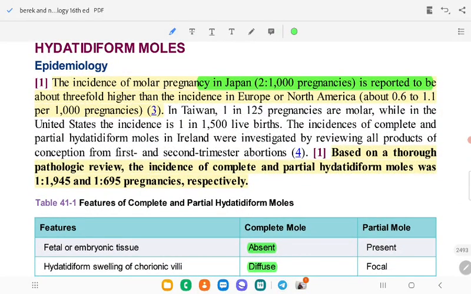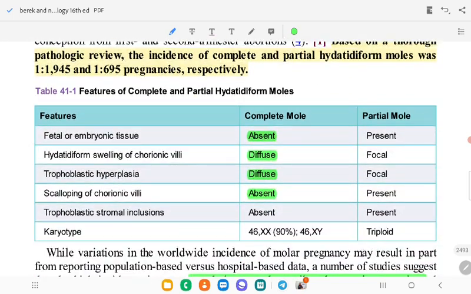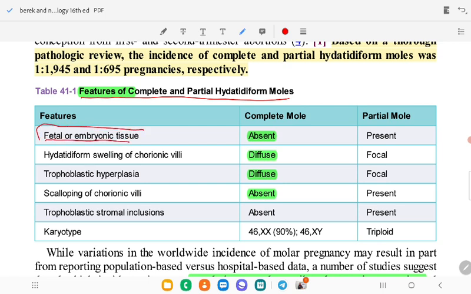Then hydatidiform mole, the incidence is 2 in 1000. Based on thorough pathology, how do we differentiate between the features of the hydatidiform moles? First, the features of a complete mole. There are these 6 points. First is fetal or embryonic tissue. If it is absent, then it will be a complete mole.